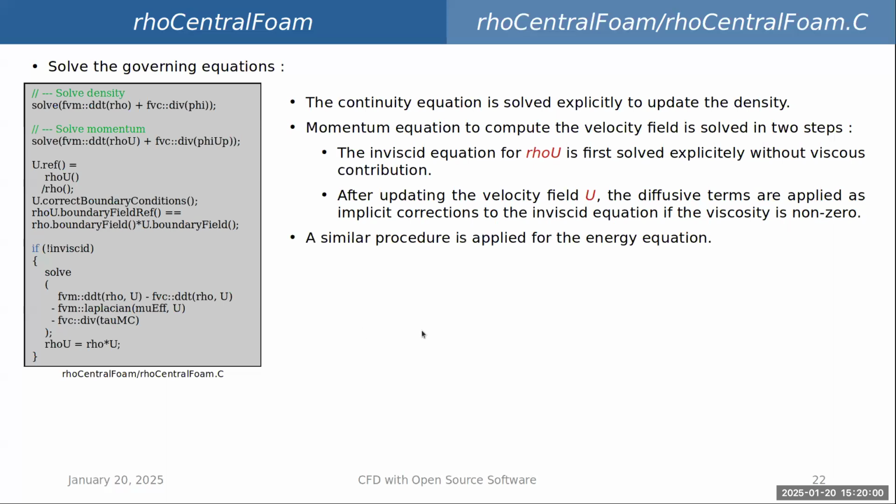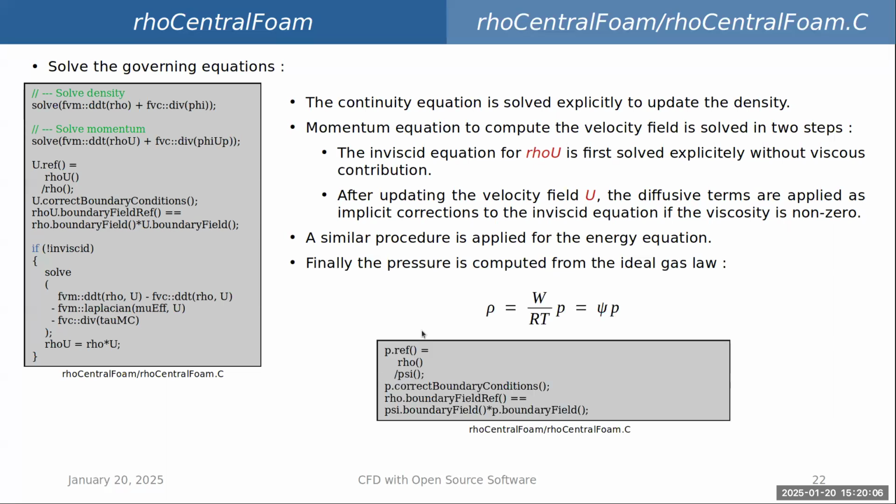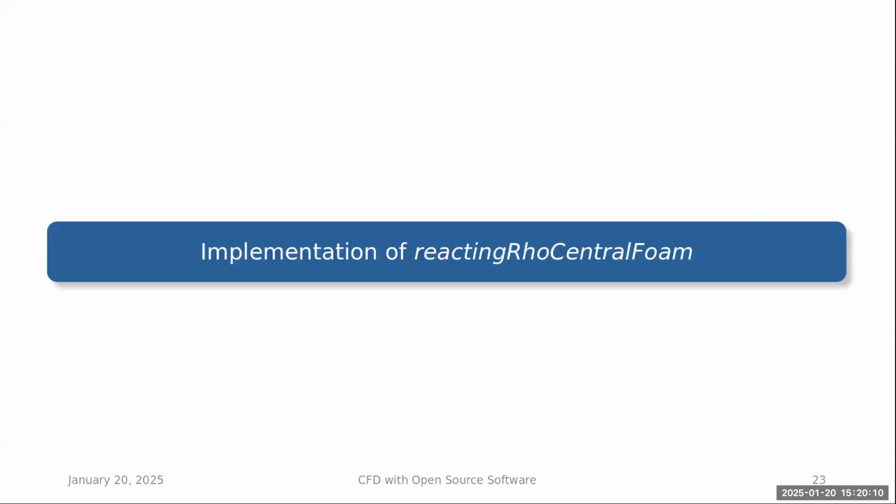A similar procedure is done for the energy equation. And finally, the pressure is computed from the ideal gas law that you see here, and I showed you at the beginning as well. So now that you understand, I hope, a bit better how both solvers are working, I'll describe the implementation of reacting rhoCentralFoam, which is the addition of the reacting species transport equation within the rhoCentralFoam solver.